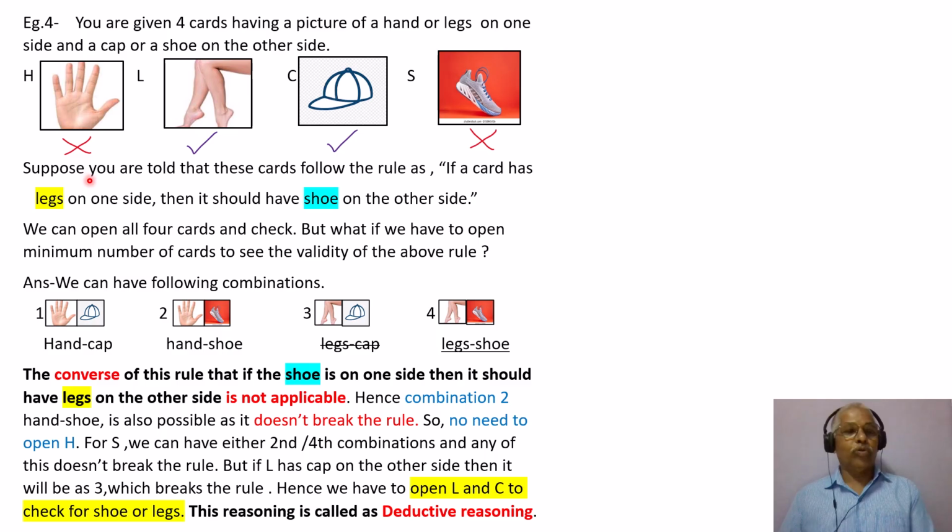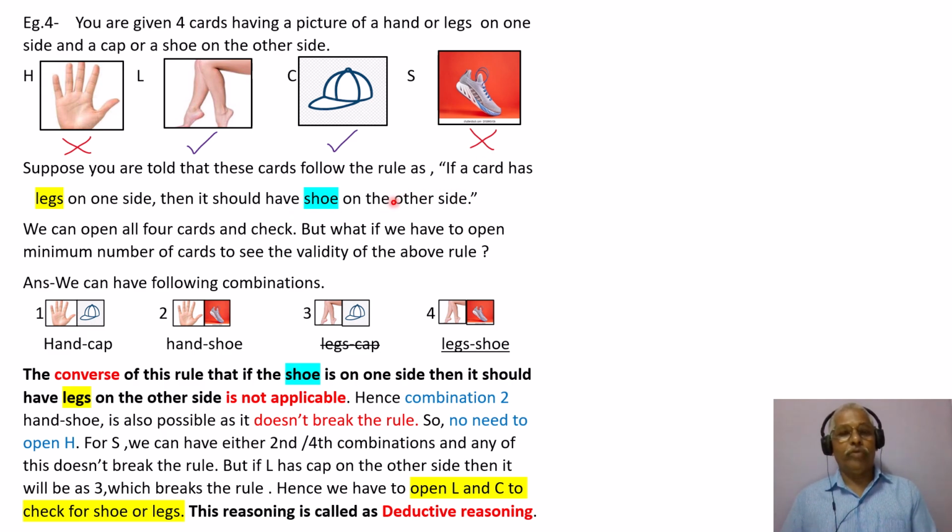Suppose you are told that these cards follow the rule. Now read this very carefully. If a card has legs on one side, it's talking about legs now. If a card has legs on one side, then it should have shoe on the other side. Now these are two related. So then it should have shoe on the other side.